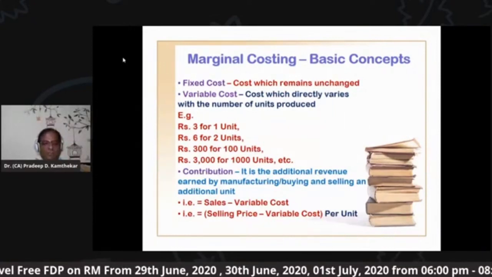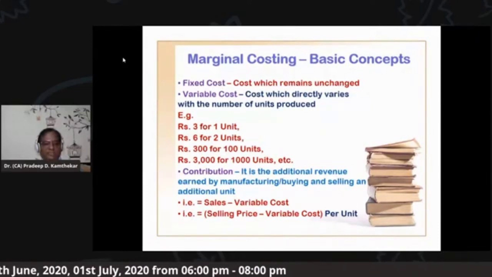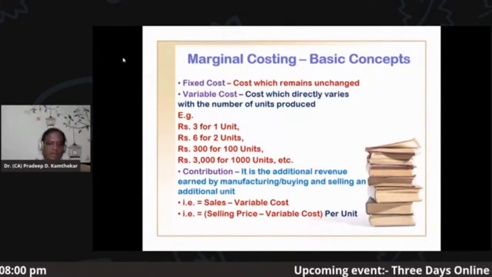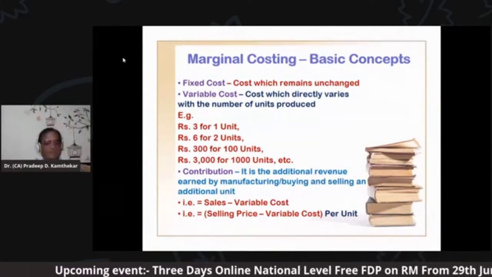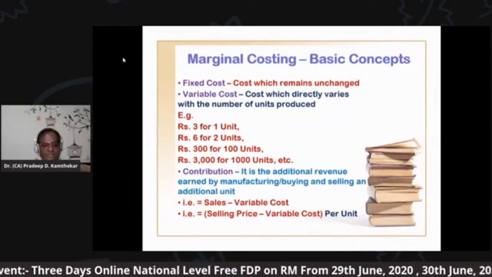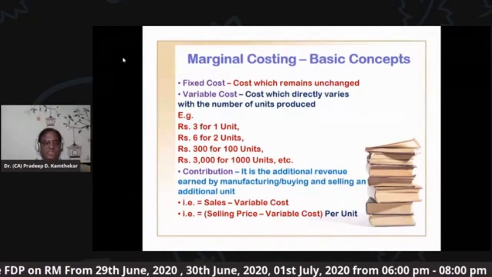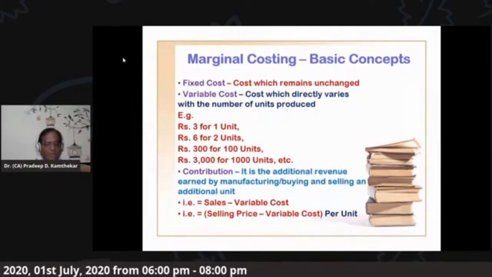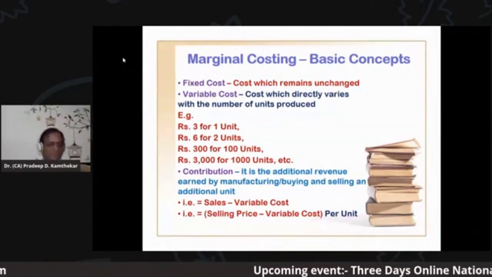What is really very important is variable cost. I said variable cost is that cost which changes with the number of units produced. Say I said rupees 3 for 1 unit, so rupees 6 for 2 units, rupees 300 for 100 units, rupees 3000 for 1000 units. So it changes directly, the way I said for shirts. 2.5 meters is required for one shirt. So for two shirts, 5 meters, like that.